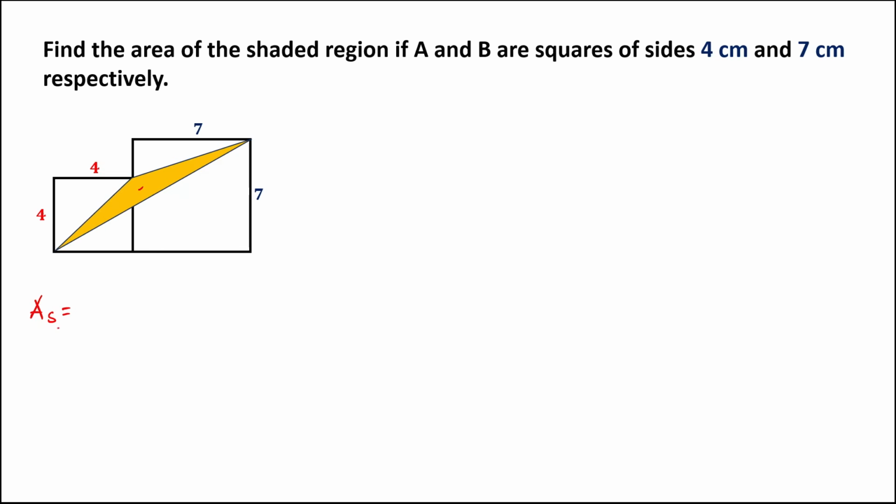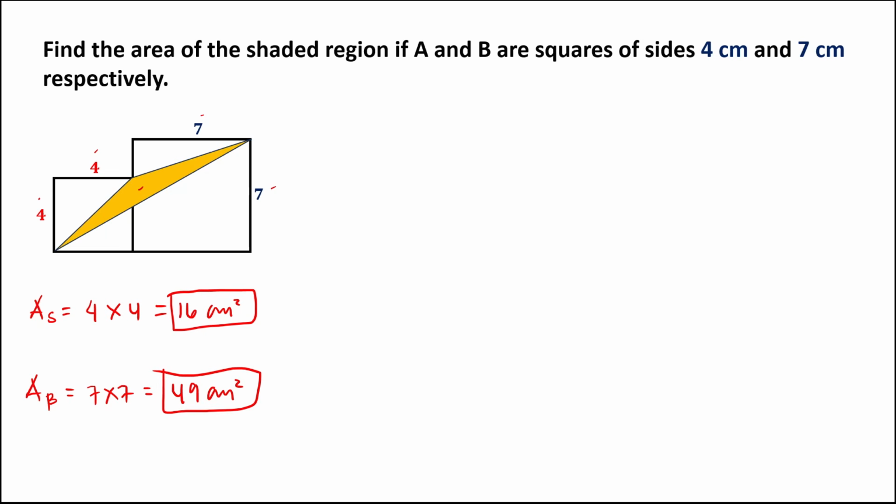First we need to find the area of the small square. So the formula, just multiply these two sides. So this is 4 times 4. So the area is 16 centimeters squared. Then for the area of the bigger square, again, just multiply these two sides. So 7 times 7, so the area is 49 centimeters squared.